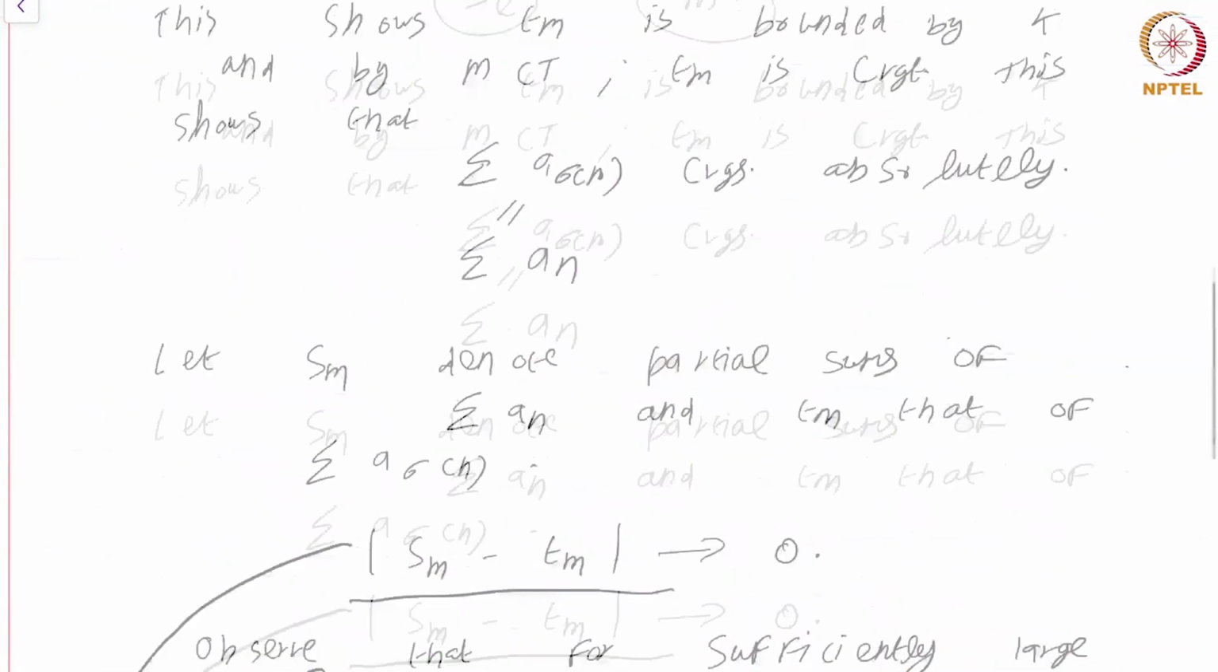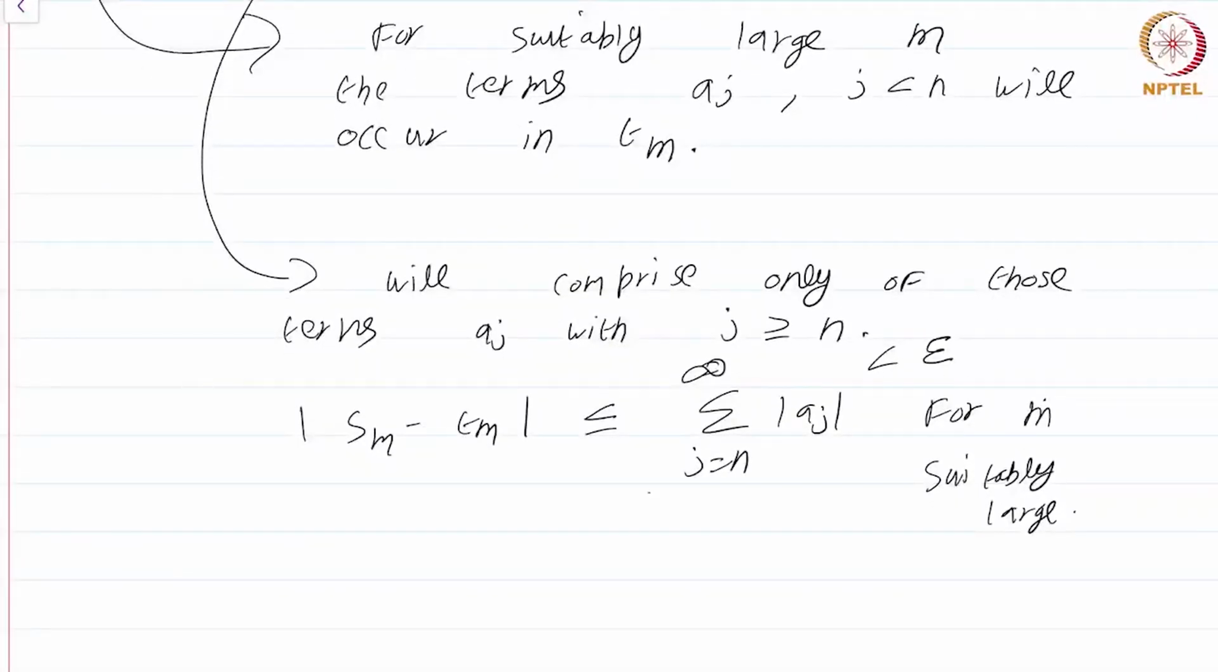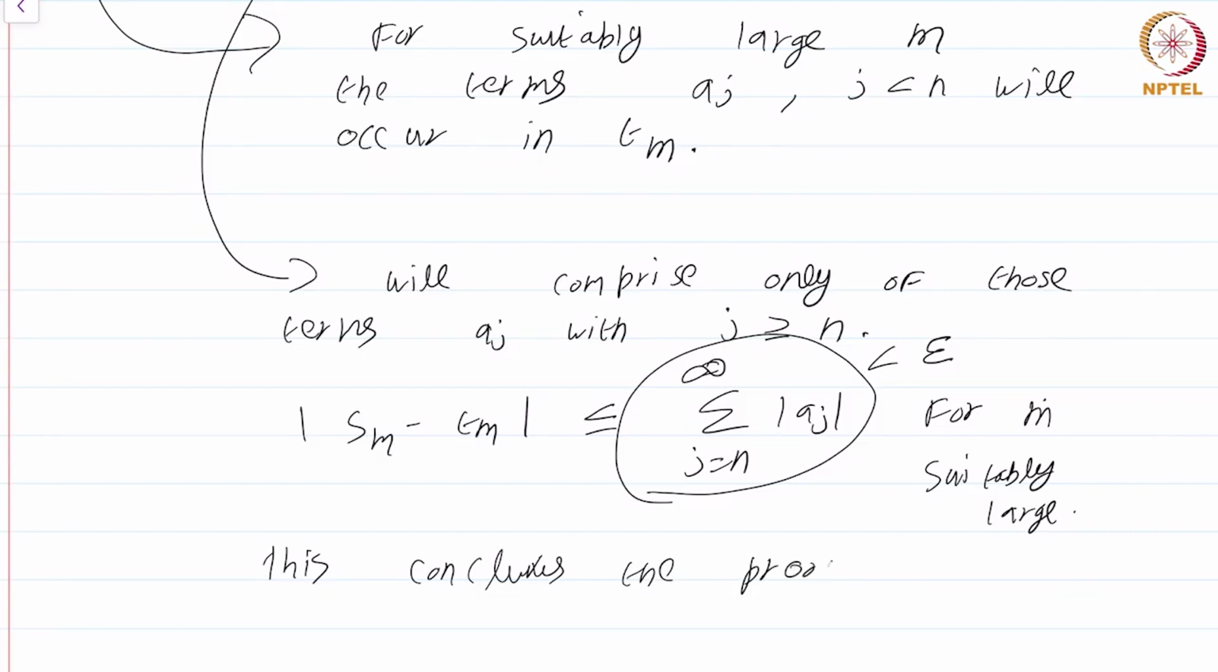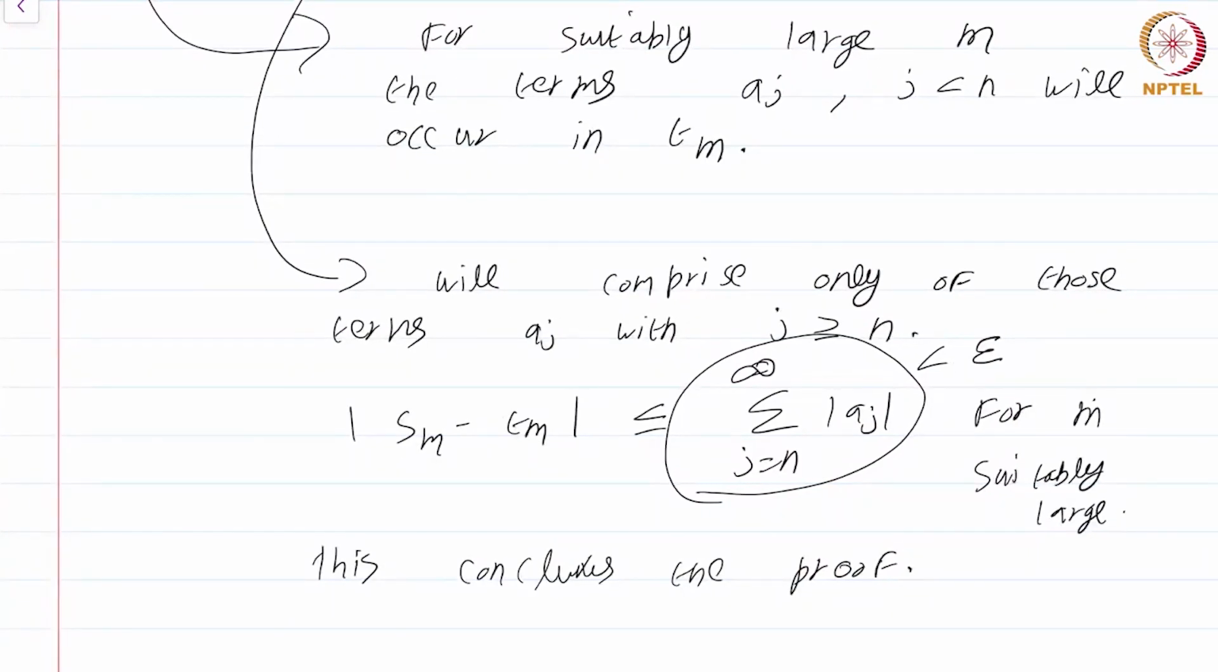This we do by the same trick that we did for the absolute values. So what you will be left with is just those terms, summation j equal to n to infinity mod aj, and that will be less than epsilon for m suitably large. Okay. So this concludes the proof. Please go through this proof again. I am intentionally leaving a number of steps under the carpet for you to fetch.